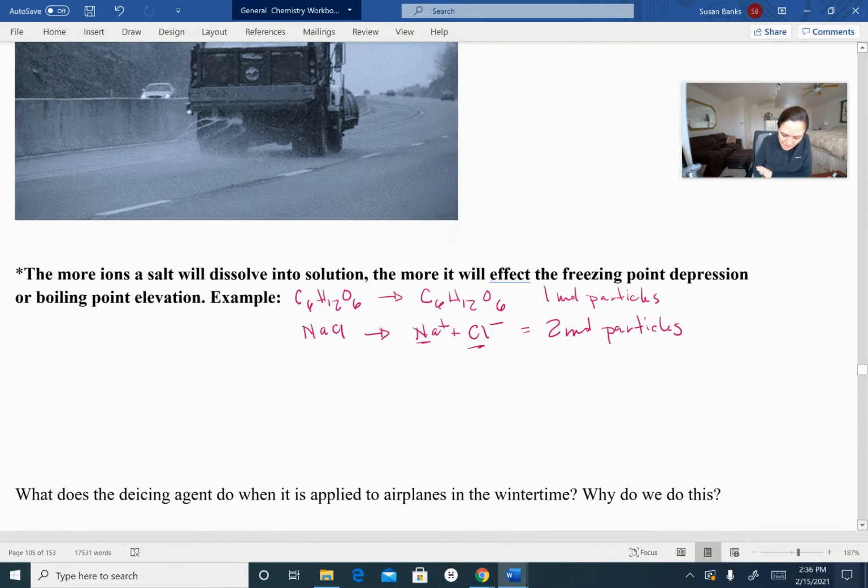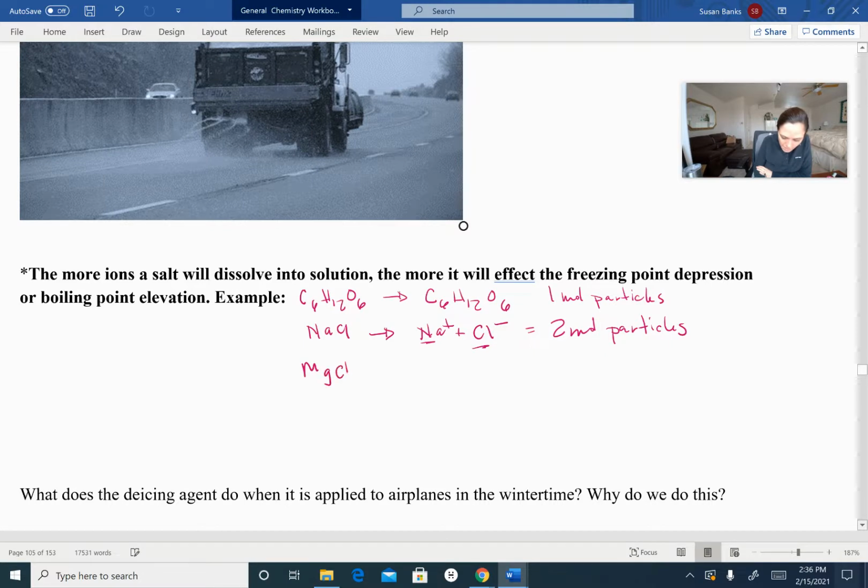So a lot of times here in Utah, we use magnesium chloride, because magnesium chloride is really easy for us to get in the Great Salt Lake. We actually have, have you guys ever heard of MagCorp out by the Great Salt Lake on our way to Tooele? They get a lot of salt out of the Great Salt Lake. So we would get a magnesium ion and 2 chloride ions. So we would get 1, 2, 3. You get 3 moles of particles.